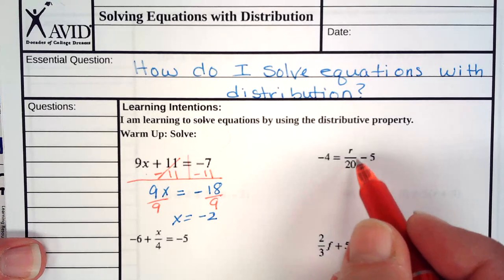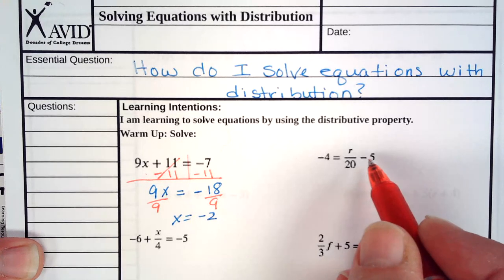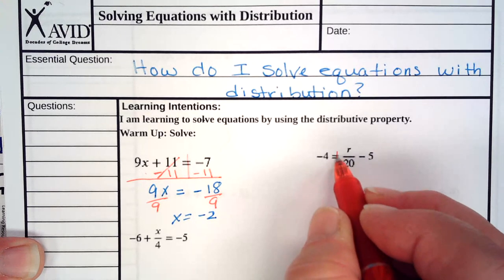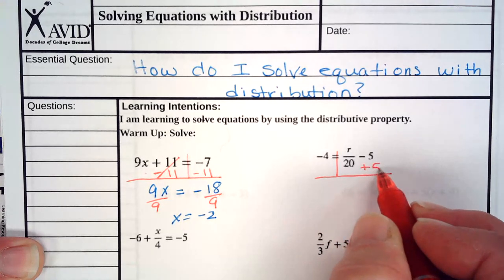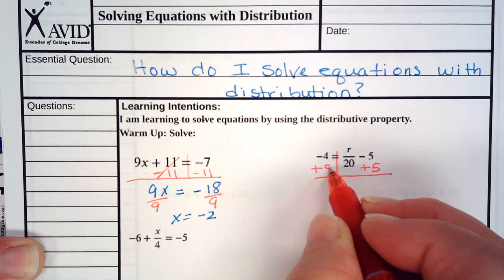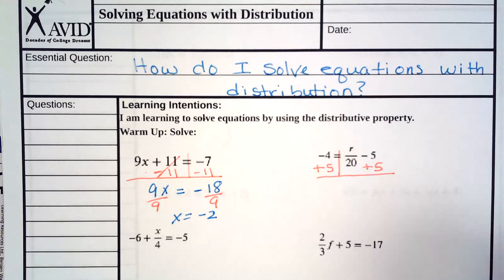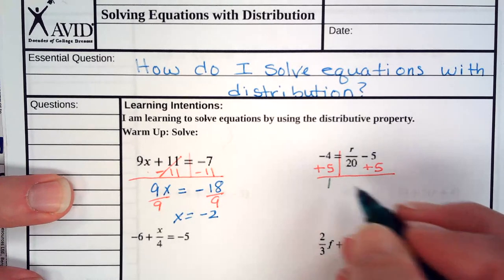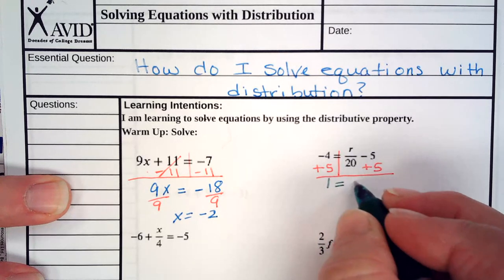I've taken r divided by 20, then I subtracted 5. You start with what happened last. You've subtracted 5. How do we undo subtracting 5? Well, that's by adding 5 to both sides. Okay, negative 4 plus 5. They're opposite symbols, so I subtract. 5 minus 4 is 1, and it's positive because 5 is positive.